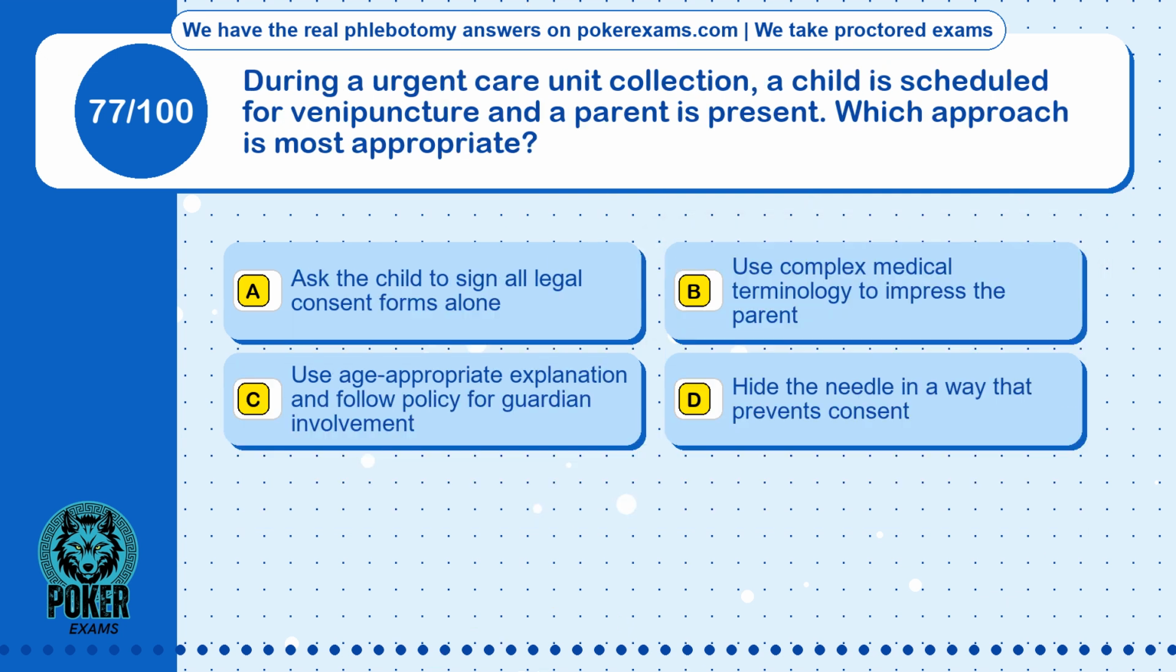Question 77. During an urgent care unit collection, a child is scheduled for venipuncture and a parent is present. Which approach is most appropriate? Option A. Ask the child to sign all legal consent forms alone. Option B. Use complex medical terminology to impress the parent. Option C. Use age-appropriate explanation and follow policy for guardian involvement. Option D. Hide the needle in a way that prevents consent.